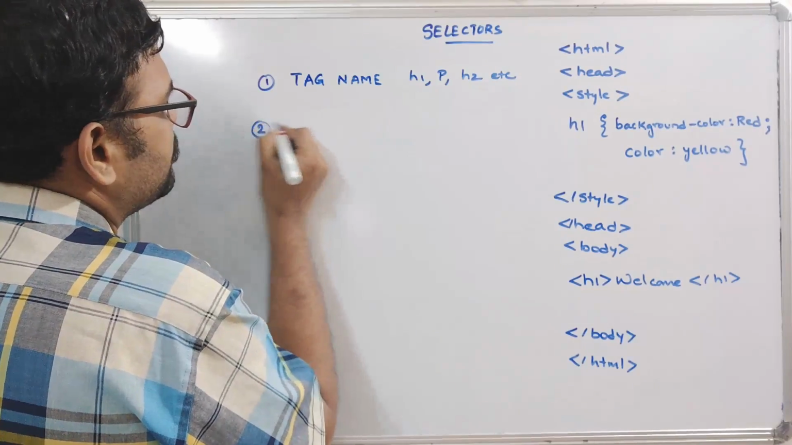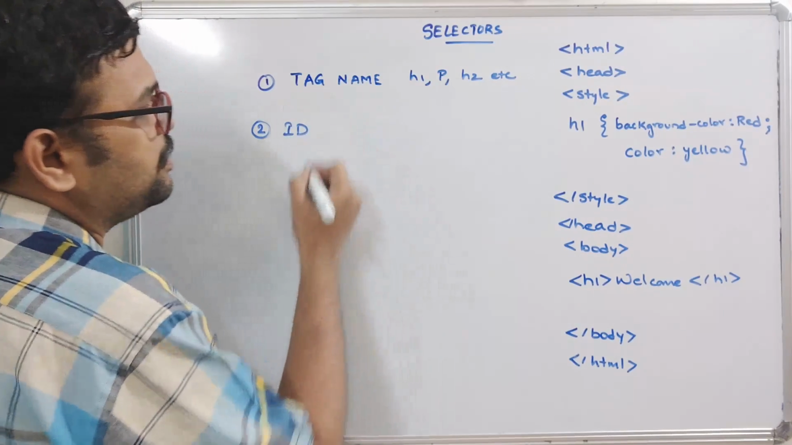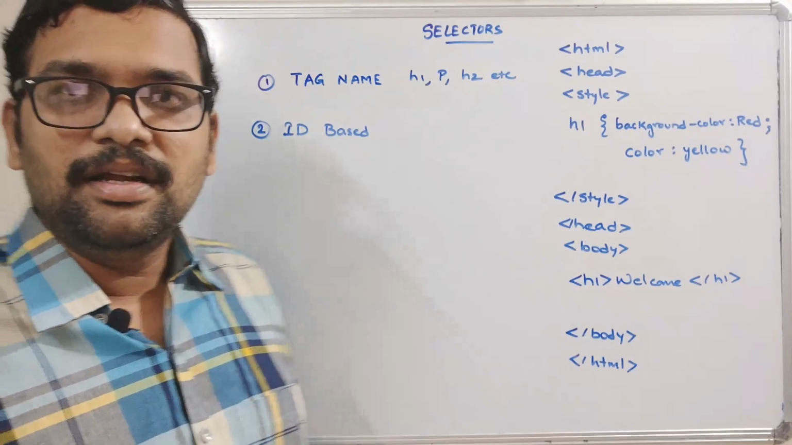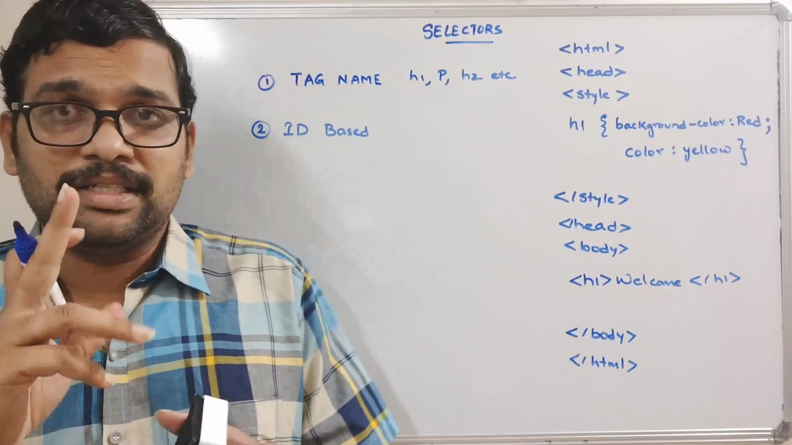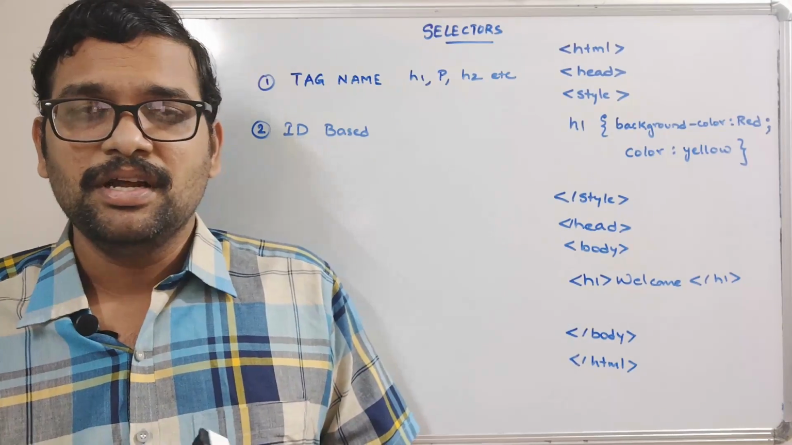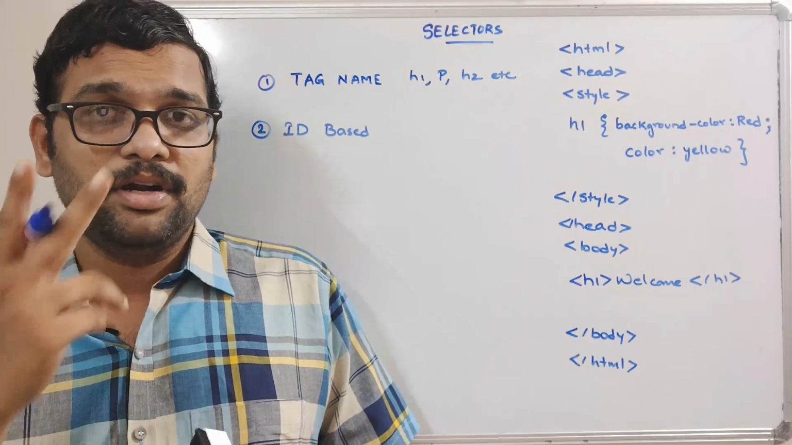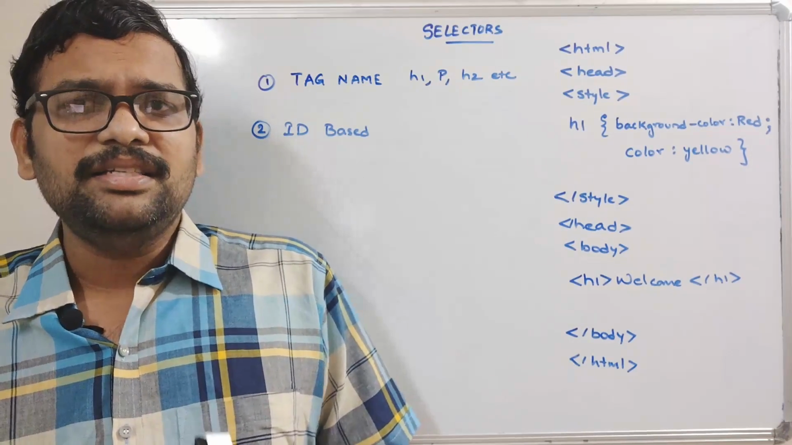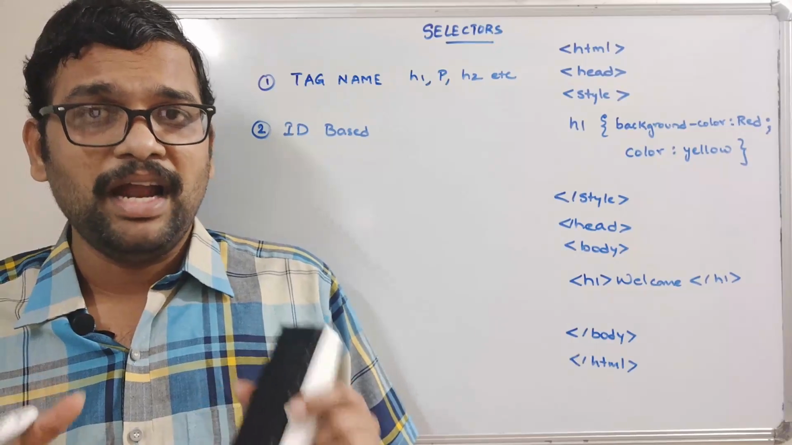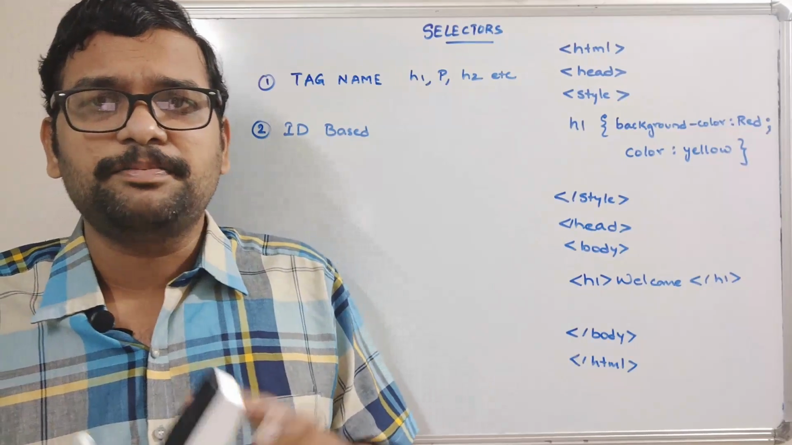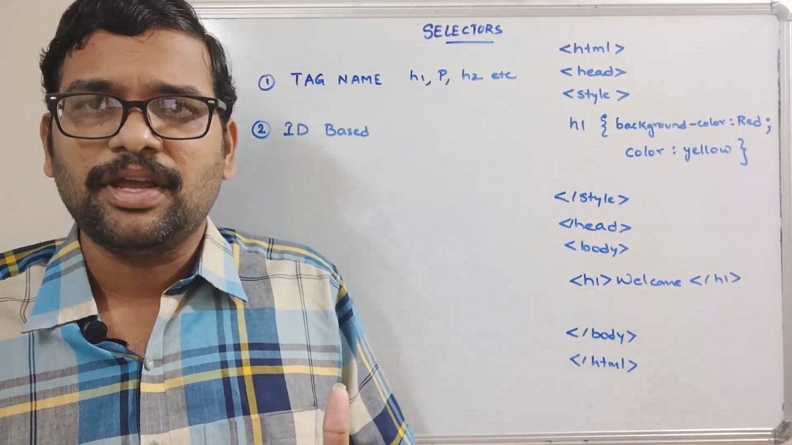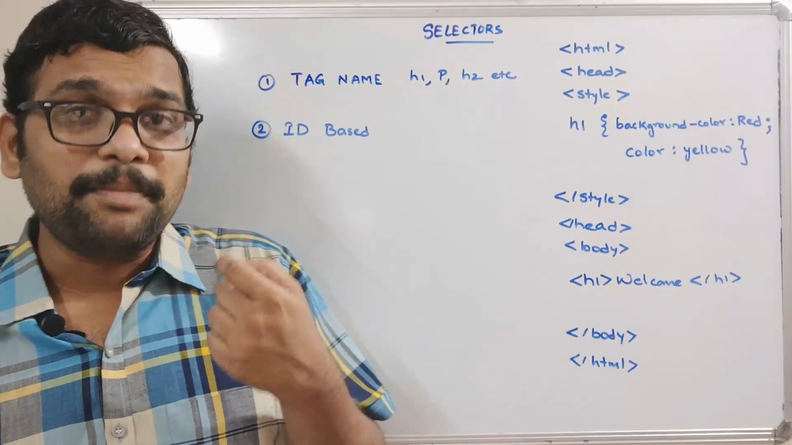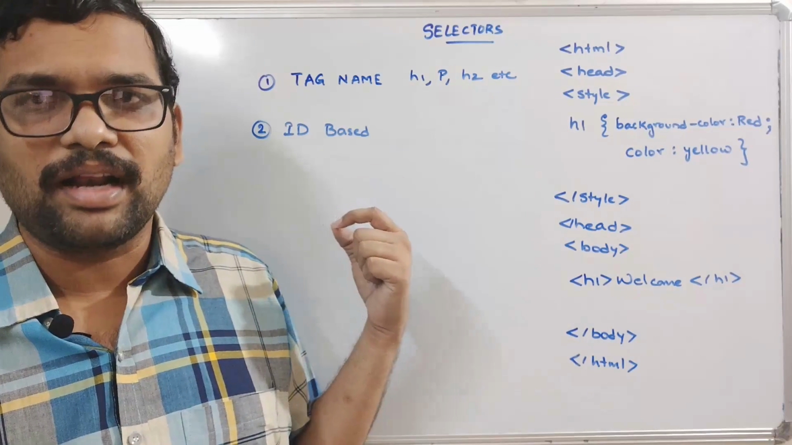And the second one is ID based. ID based selector means, in the previous sessions we have covered one session, that is general purpose attributes. In the general purpose attributes we have covered two attributes, that is ID and class. For every tag, these are the common attributes. For every tag we can specify one ID and a class. So what is the purpose of using this ID and class? We can apply the CSS based upon the ID or a class.